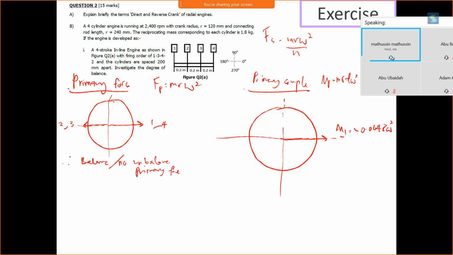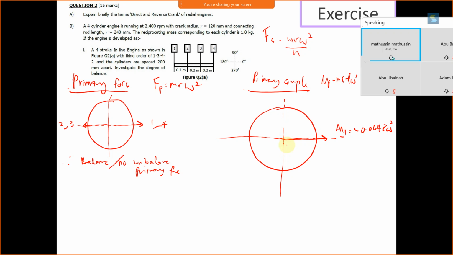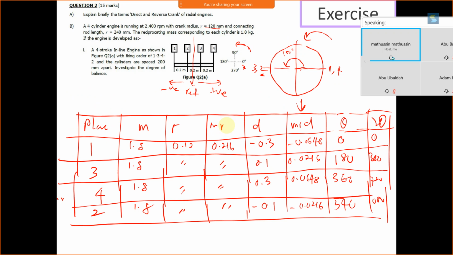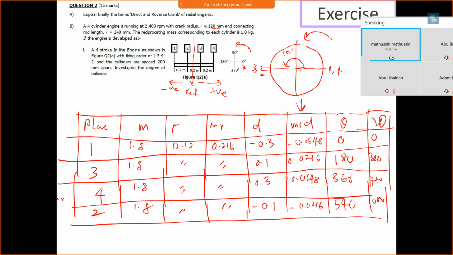So how about number 4 or number 2? Let's do number 4 first. Number 4 is 0.0648. So M4 is 0.0648 omega squared. For number 3, what is our number 3? 0.216 omega squared. And the last one, we have M2 is negative 0.216 omega squared.